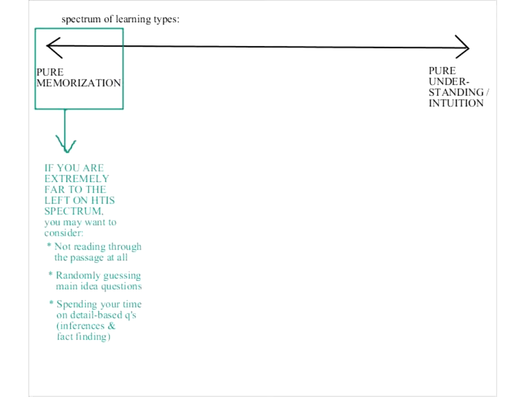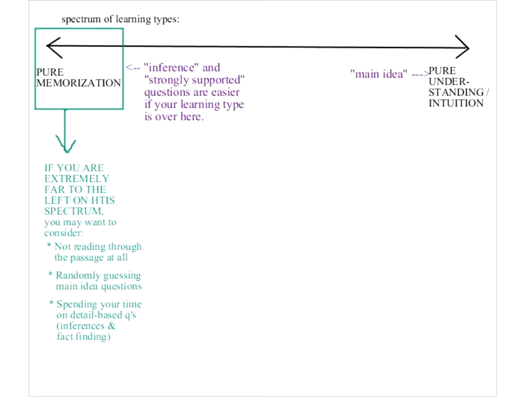So let's add a little bit of notes to this slide that we had over here. If you are the pure memorization type, then those questions are going to be easier. Inference and strongly supported, which we'll talk about in a sec, questions are easier if your learning type is over here. Here, main idea, or intent, or organization questions, the ones that are intuitive, are easier if your learning type is over here.